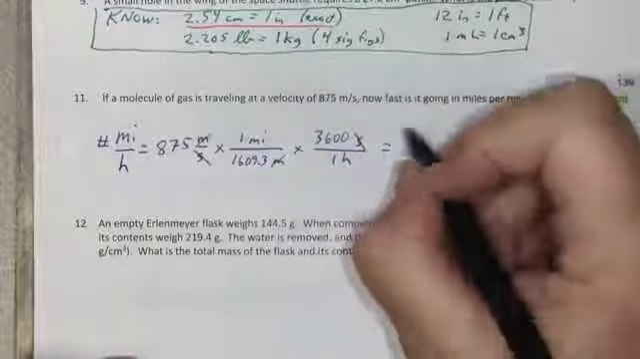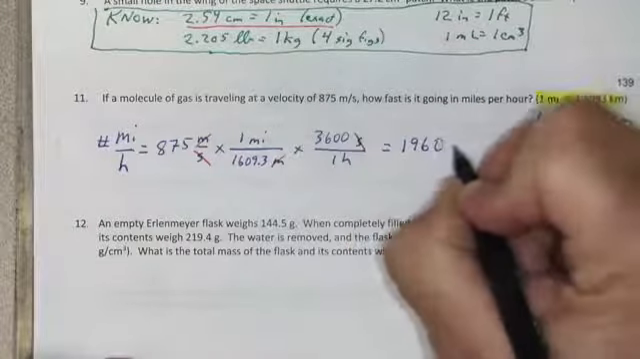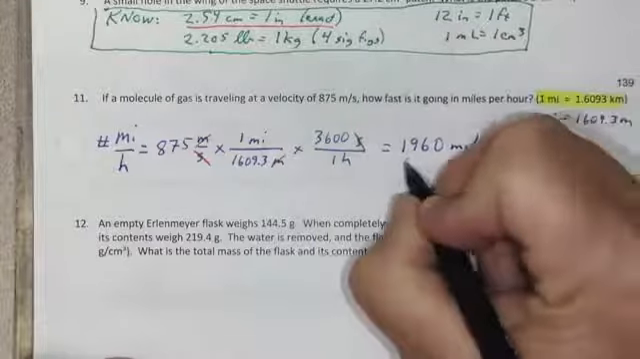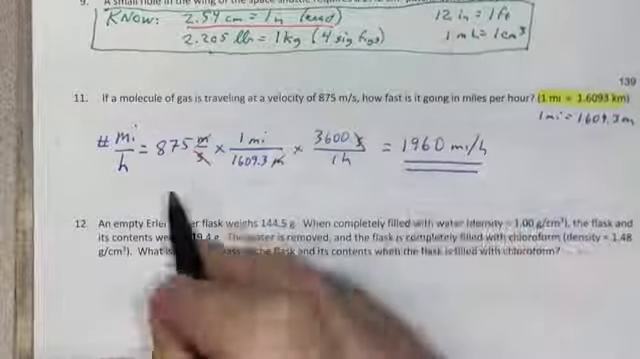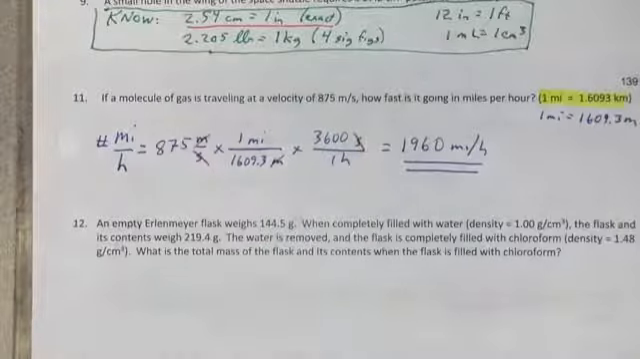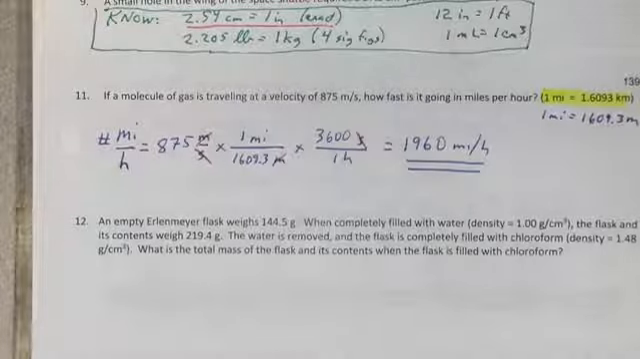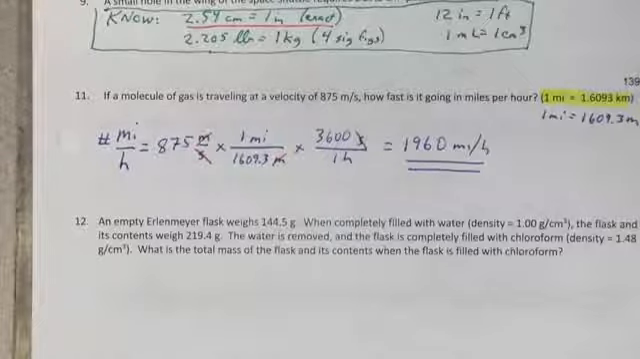Whenever we calculate this out, we will get 1,960 miles per hour. And this has 3 significant figures because this had 3 significant figures. Okay, so we've done significant figures, we've done dimensional analysis. There's a few other random examples that I want to show you.